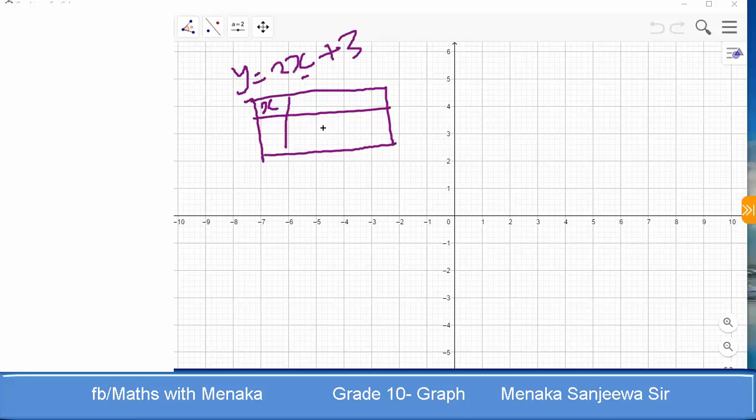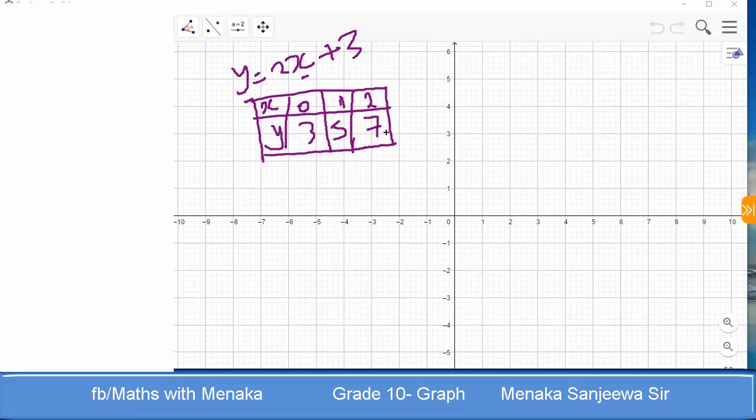To find the points, we can take any 3 points as we wish. It's easy to take 0, 1, 2. I am taking 0, 1, 2. Then you have to find y by substituting these x values into the equation. When x equals 0, this becomes 2 into 0, 0, plus 3, 3. When x equals 1, 2 into 1, 2, plus 3, 5. When x equals 2, 2 into 2, 4, plus 3, 7.